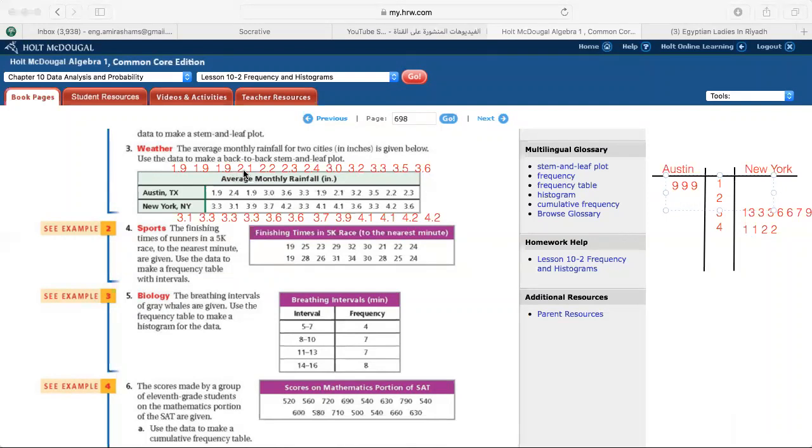Okay. I have here 2.1, 2.2, 2.3, 2.4. I'm taking the numbers that have 2 in the first digit. The last digit here is 1, here is 2, here is 3, and here is 4. So I will start to write 1, 2, 3, and 4.